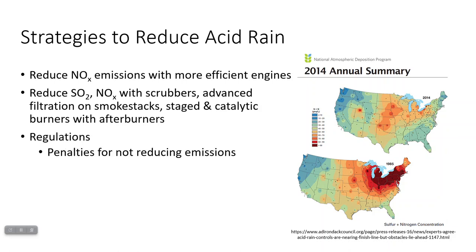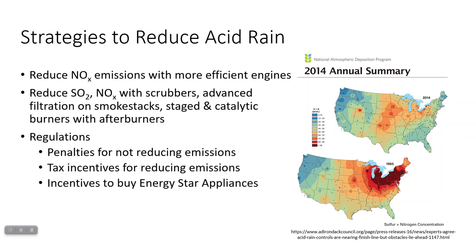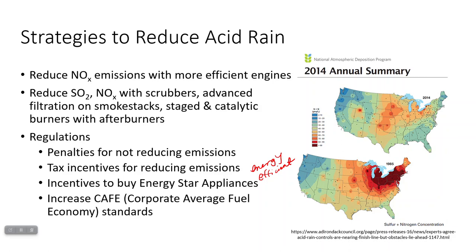You can also set regulations. So you can, as a governmental agency, set penalties for not reducing emissions, give tax incentives for reducing emissions, incentives to buy Energy Star appliances. These are more energy efficient, and therefore they'll reduce the amount of electricity used. Decreasing the amount of electricity used means burning less coal. And so that can lead to a reduction in the amount of sulfur dioxide, especially, that's being released.